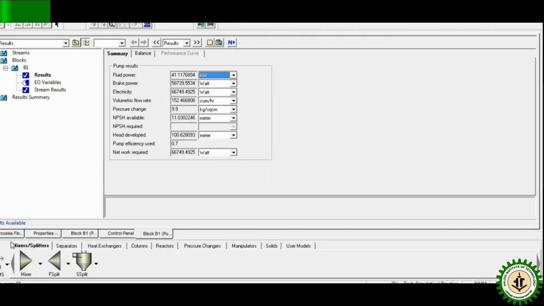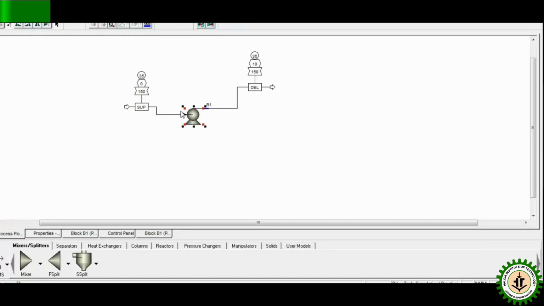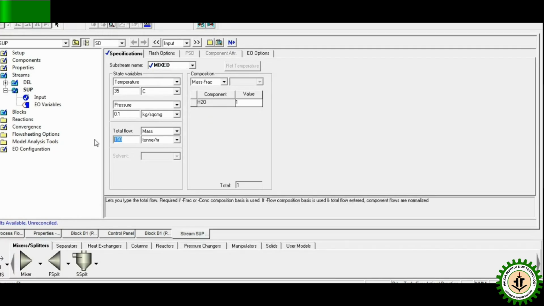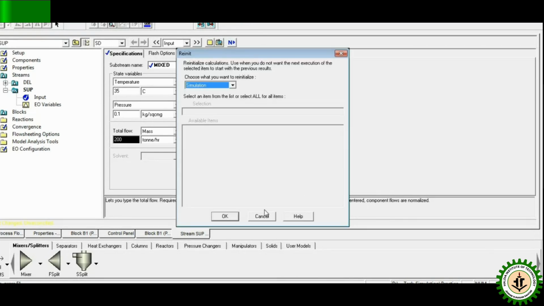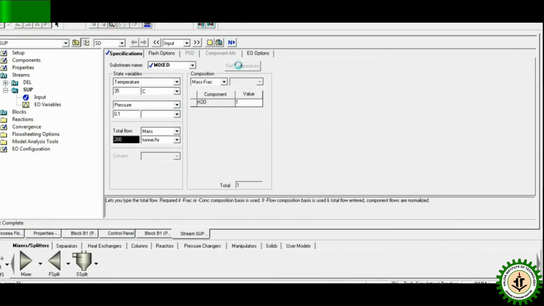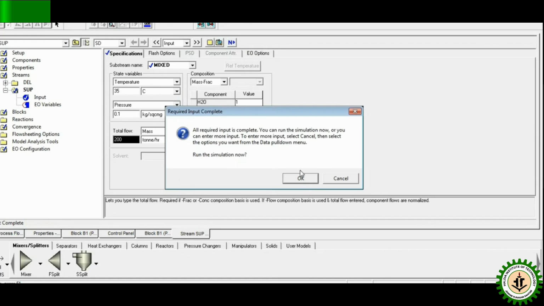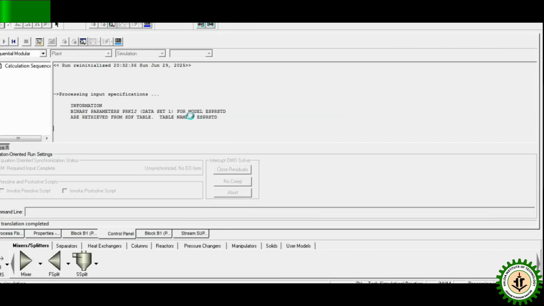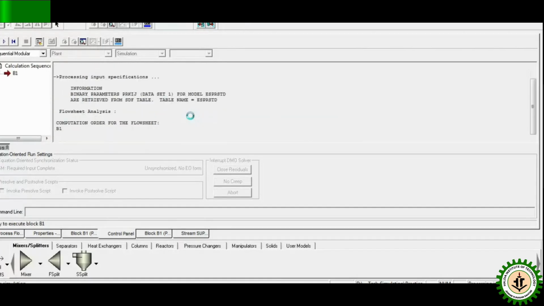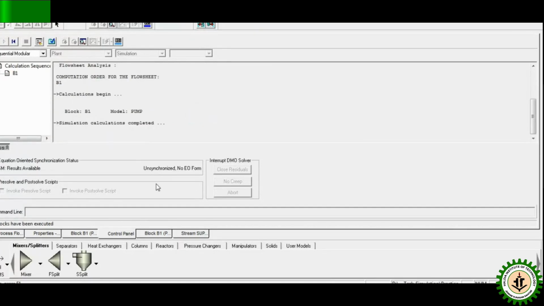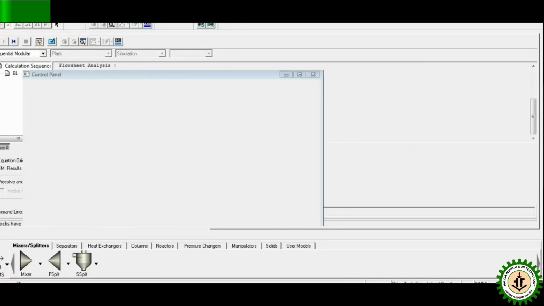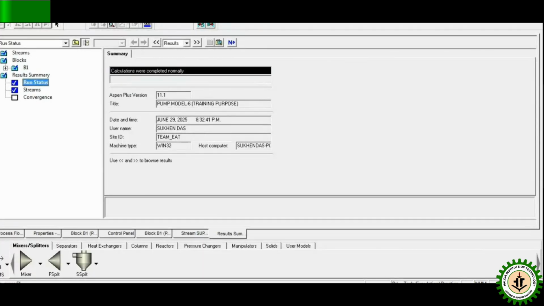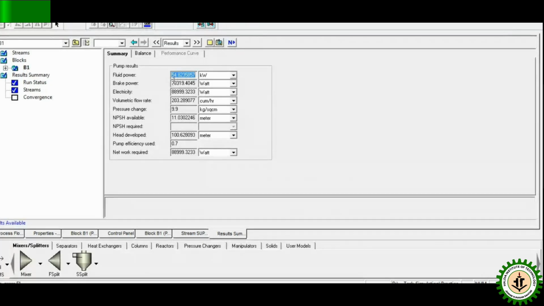So for pumping 150 meter cube of water, it is taking 41 kilowatt. Now suppose you want to change it to 200 meter cube. Just drop all the old values, reinitialize, and run the sequence again. You see your sequence is running, and Aspen has converged here. You can see the result here also. You can go to the block and see the result. It's coming to 54 kilowatt. Earlier, for 150 meter cube, it was 41 kilowatt.